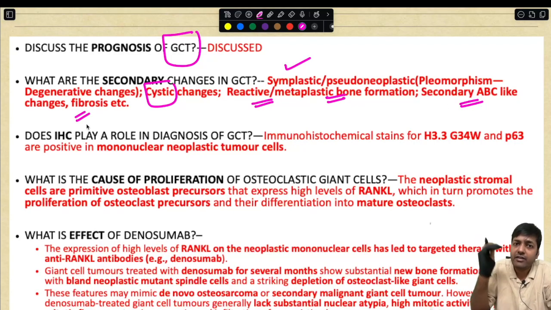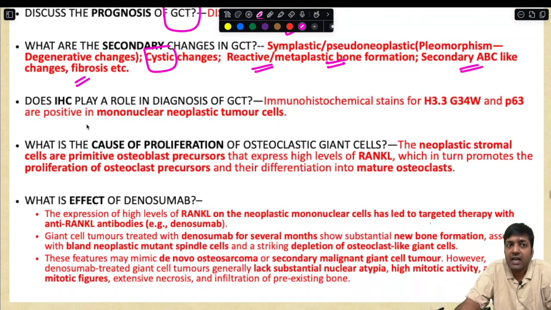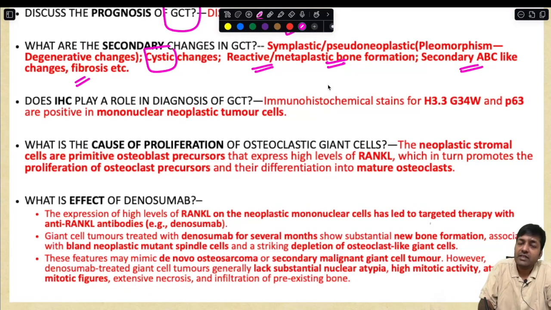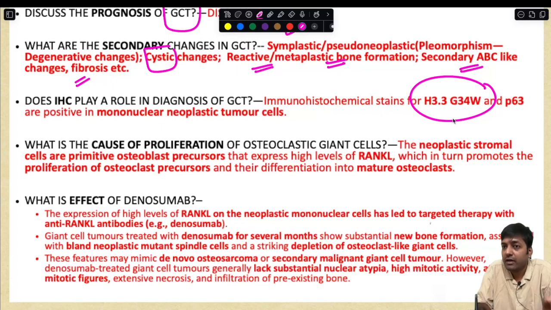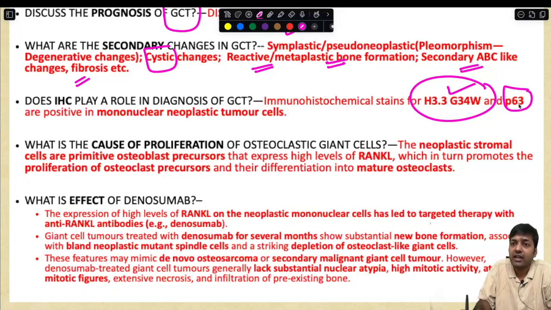So these are the secondary changes you can see in a giant cell tumor. Does IHC play a role in diagnosis of GCT? Yes, in difficult or challenging cases, it plays an important role. Most of the tumors by immunohistochemistry will show positivity for H3.3 G34W. So immunostains for this, and P63 are positive in mononuclear neoplastic tumor cells.